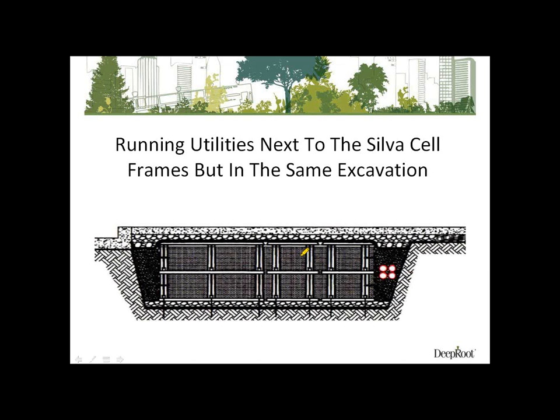Okay. Now, it's not always going to be an option to run the Silva Cells through the utilities. We recognize that. On a number of projects, what we see is when there's new utilities or there's a chance to relocate the utilities, it works out well when they're run just outside the edge of the Silva Cells. That way they can share the same excavation and same backfill operation, and you don't have to worry about coming back in and digging them in a second operation.